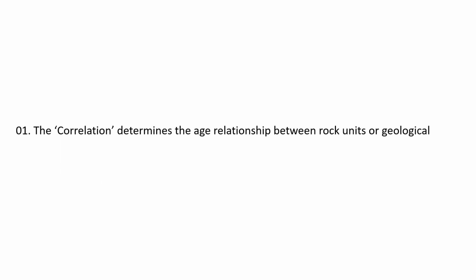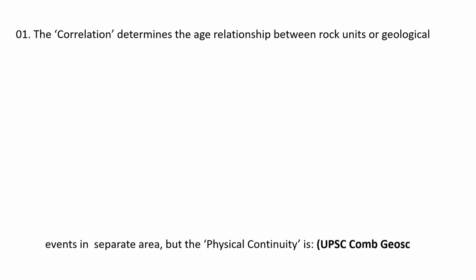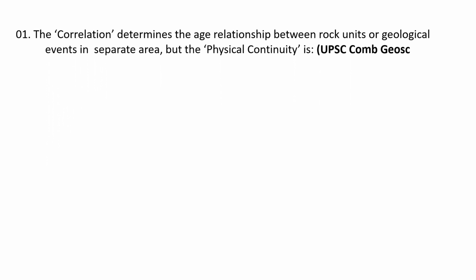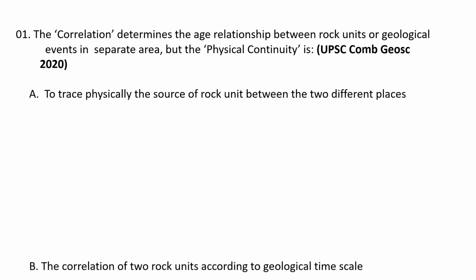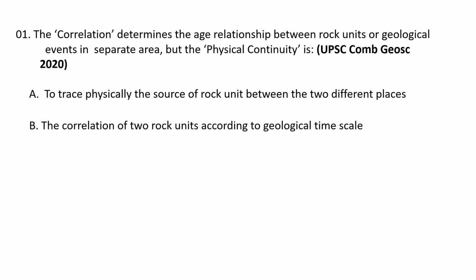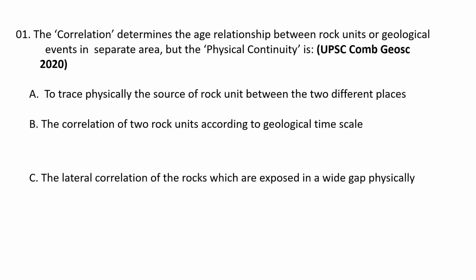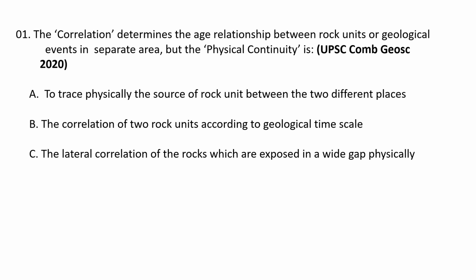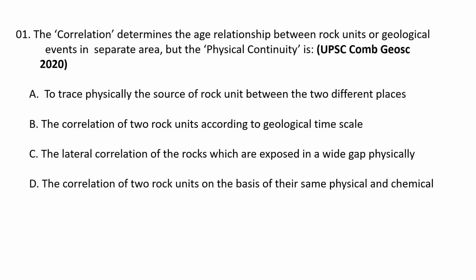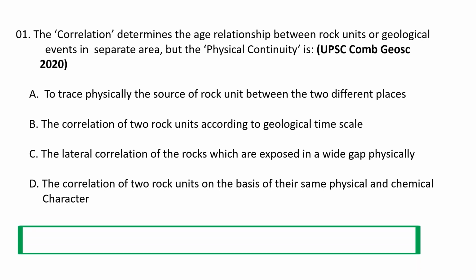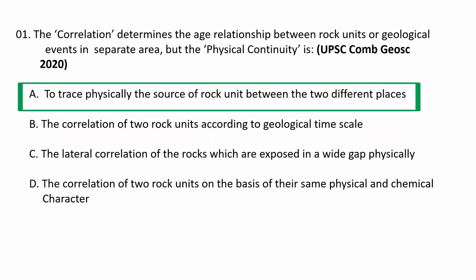Coming to the first question. The correlation determines the age relationship between rock units or geological events in separate areas, but the physical continuity is: A. To trace physically the source of rock unit between the two different places, B. The correlation of two rock units according to geological time scale, C. The lateral correlation of the rocks which are exposed in a wide gap physically, and D. The correlation of two rock units on the basis of their physical and chemical character. So the correct option is correlation.